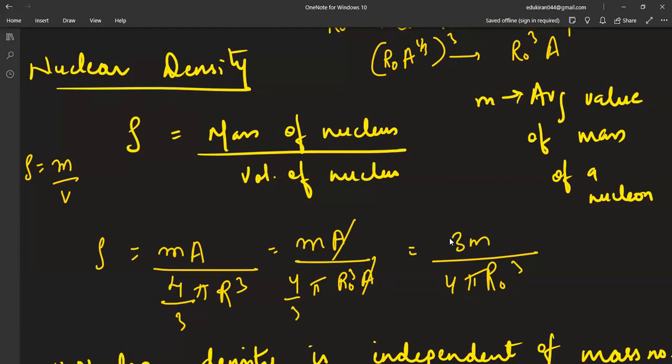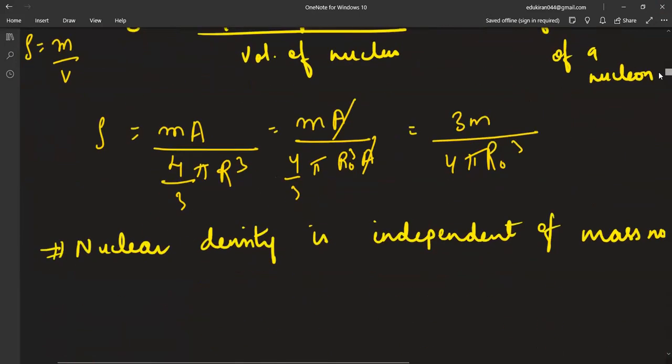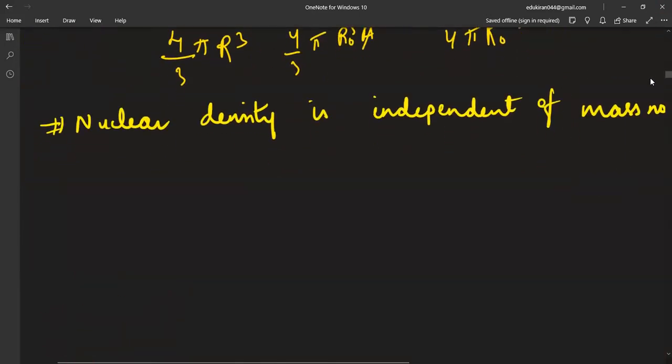So density, 3 is fixed, right? When we're talking about the average mass of a nucleon, we know the mass of a proton, we know the mass of a neutron. So this is also fixed. 4 we also know. Pi is a constant. And R naught, yesterday I told you, is 1.2 fermi. So density is equal to 3.